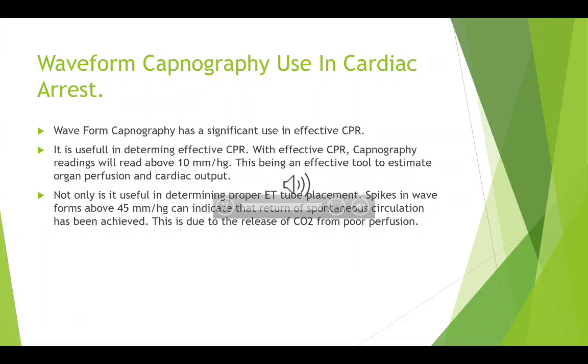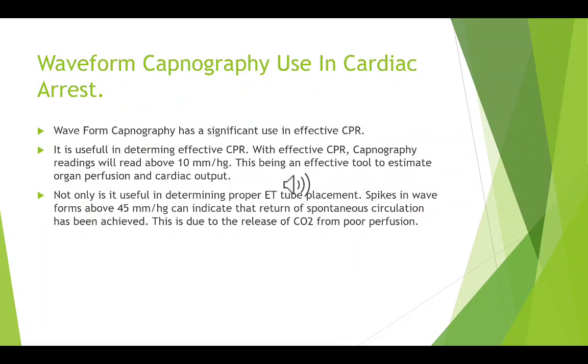Waveform capnography has some pretty significant use in cardiac arrest. It's going to be effective in determining whether or not CPR is effective. In addition to a feedback device, if you're having effective CPR, your end-tidal is going to be above 10. If it's less, then you need to coach the person performing CPR or swap them out because they could possibly be tired.